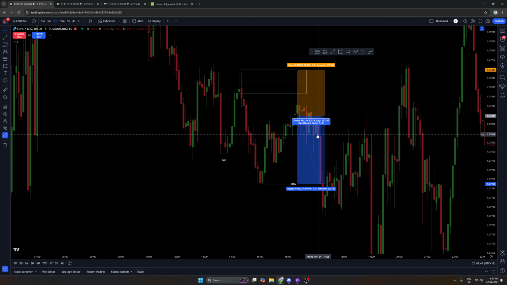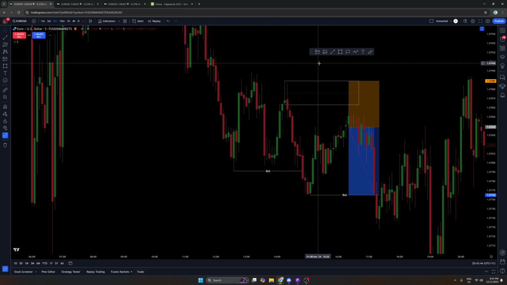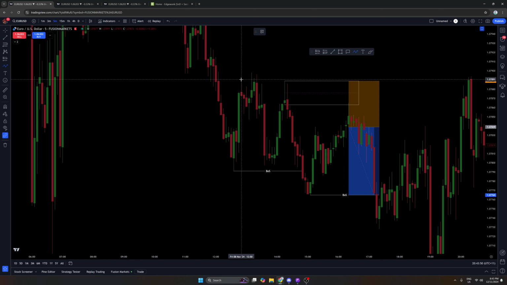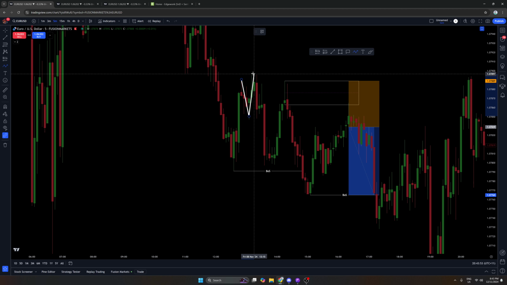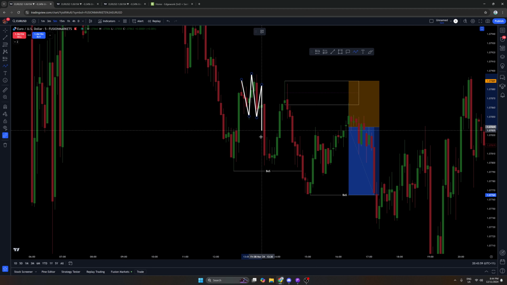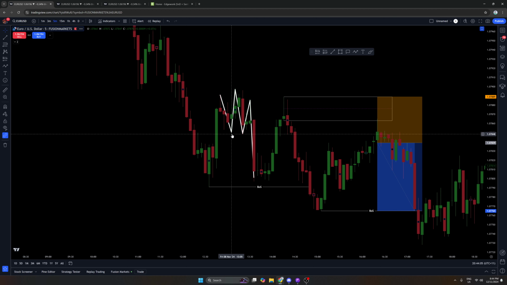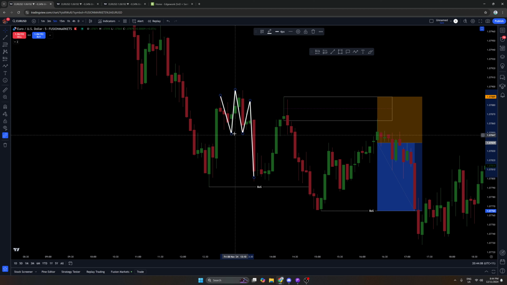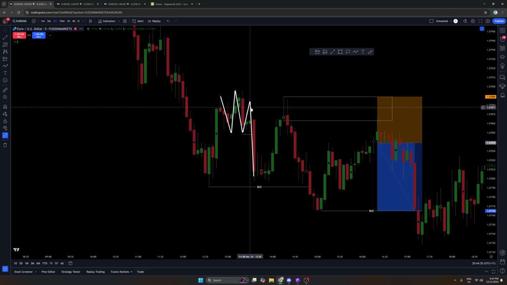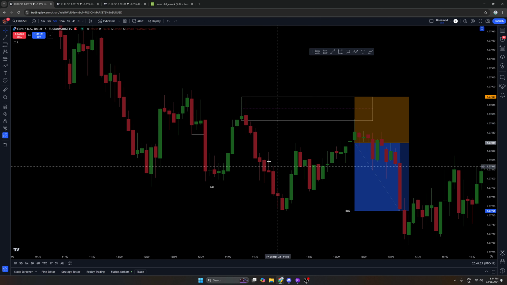Alright, good night there. But if I mark minor structure here, minor structure comes down, goes up, comes down, goes up again, and then comes down. As you can see here, it's a wick here, so it fails to break the low, fails to break the high, then causes a bearish break of structure just here. I'll delete this now so you can see it on the candles, because that is important.